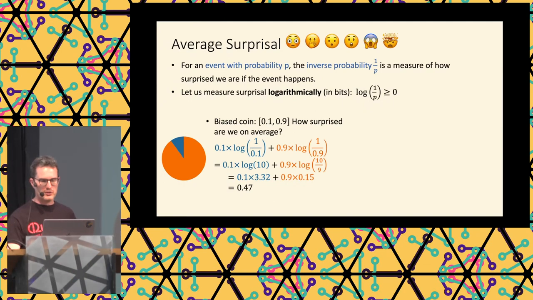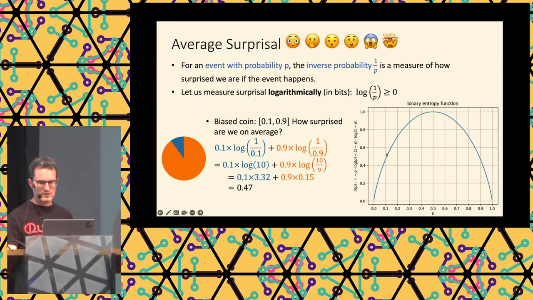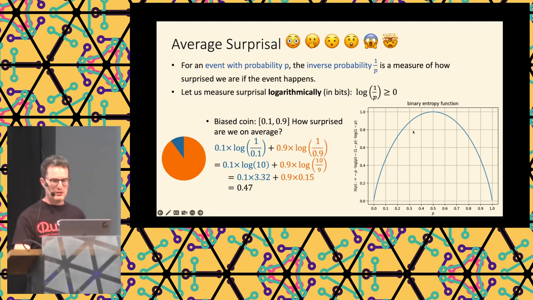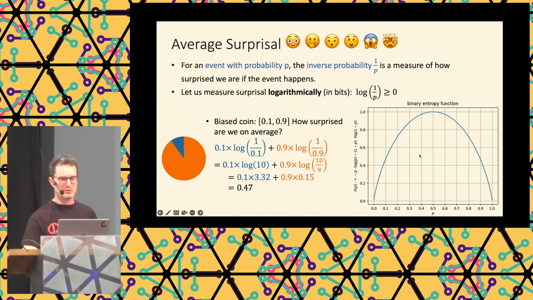And of course, you can do this for any value of the bias, and you actually get this very nice curve, the binary entropy function. And if you were a student in my course, then you would have to really know this function really well, because you can do a lot of stuff with that. In theoretical computer science, it's a very important function. And you see, at 0.5, the fair coin, you have exactly 1 bit of average surprisal. And if it's certainty, if it's 0 or 1, well, then you don't have any surprisal.